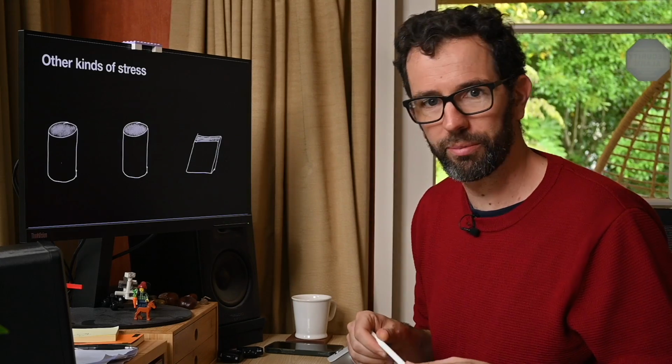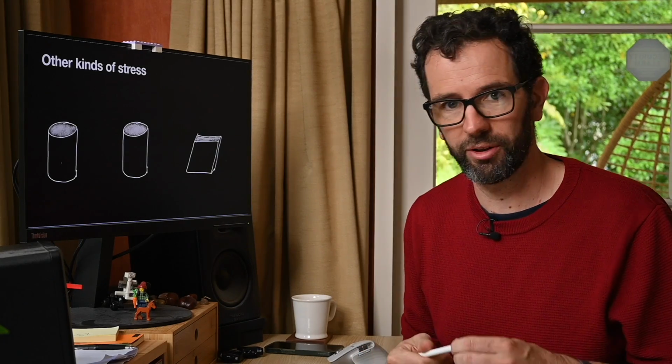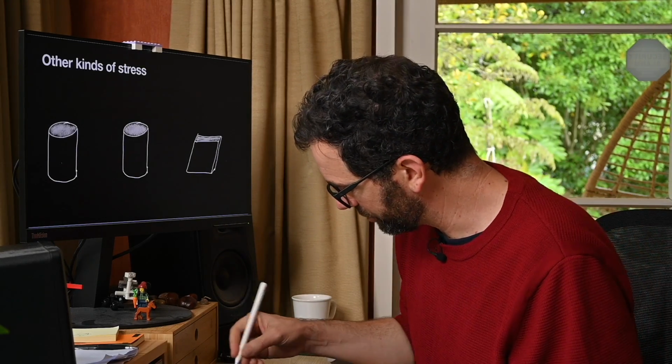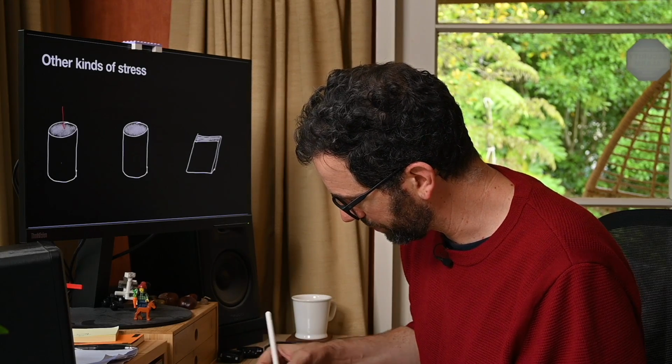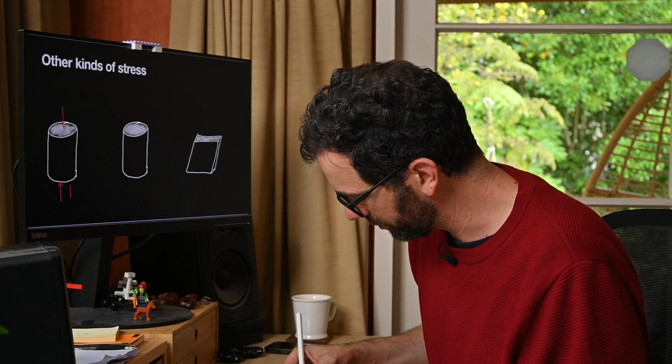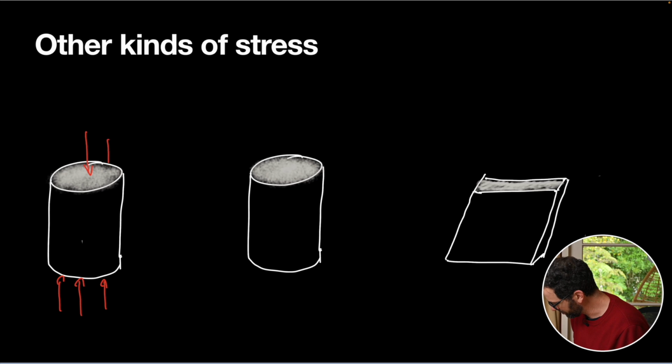I've just talked about one particular type of stress that we can apply to an object. We've just been considering stresses where we're applying a force to both ends. Okay, the force from the bottom is the reaction force from the table or the scales in my experiment.